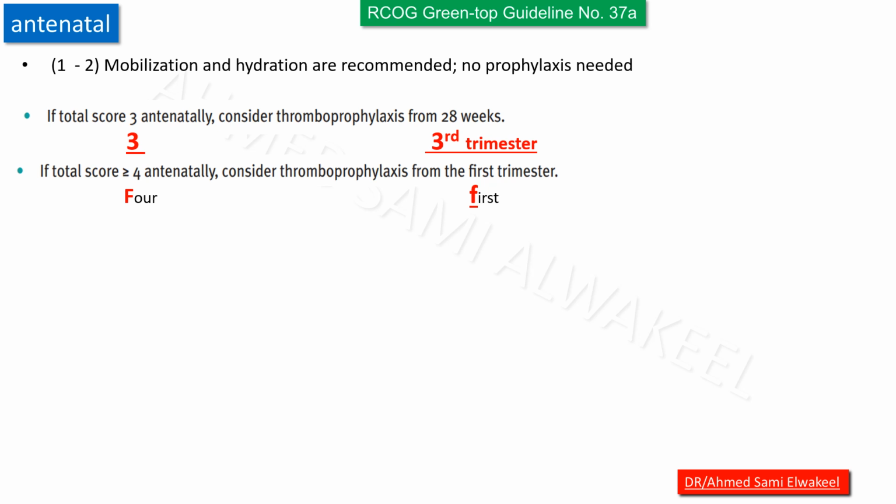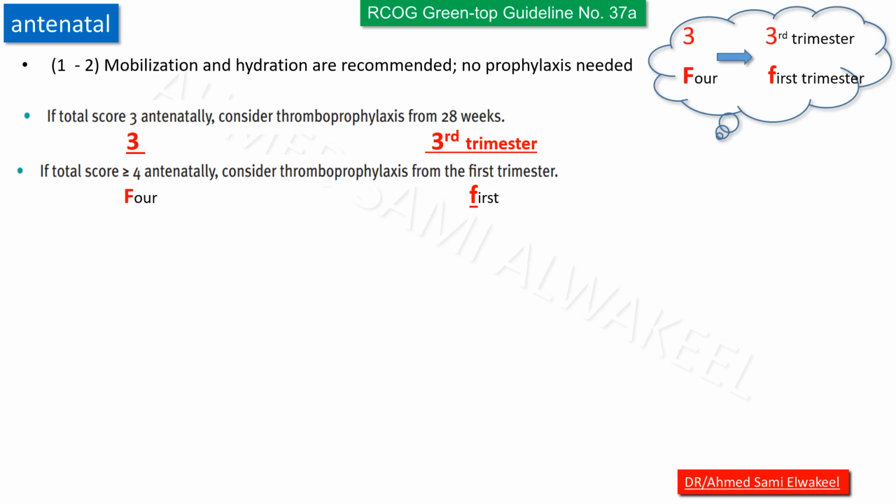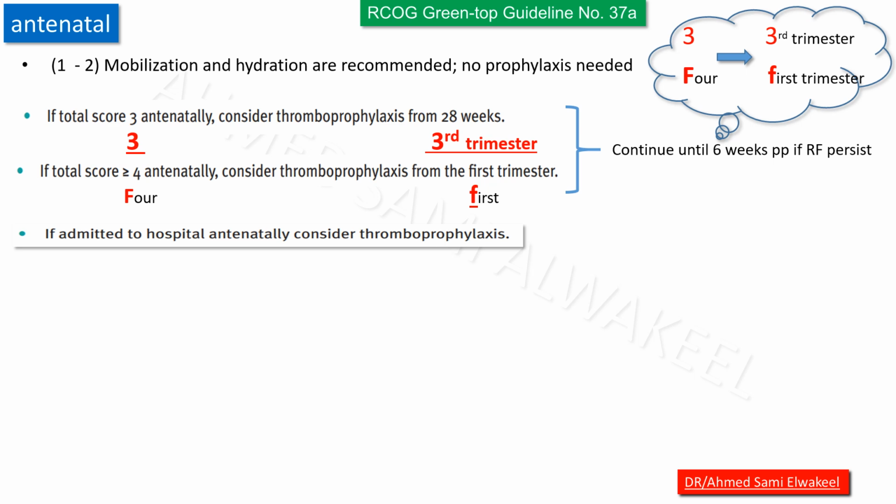Number 4 starts with F letter, and first trimester starts with F letter. So F for F and 3 for 3. If total score 3 antenatal or total score more than or equal 4 antenatal, continue thromboprophylaxis until 6 weeks postpartum if risk factor persists. If the patient is admitted to hospital antenatally, consider thromboprophylaxis.